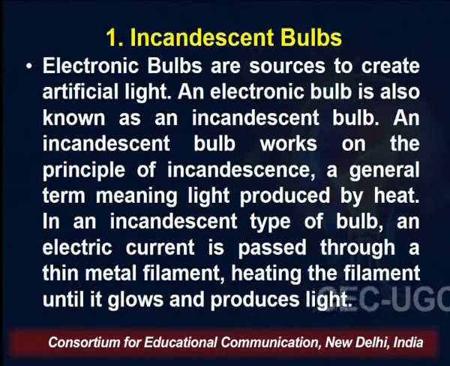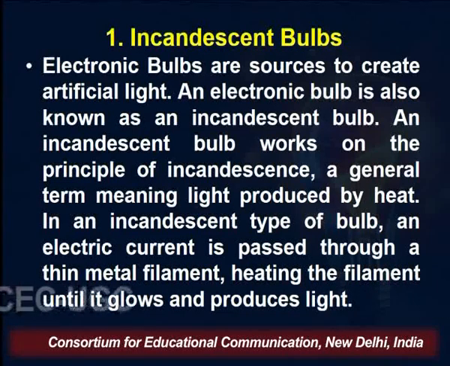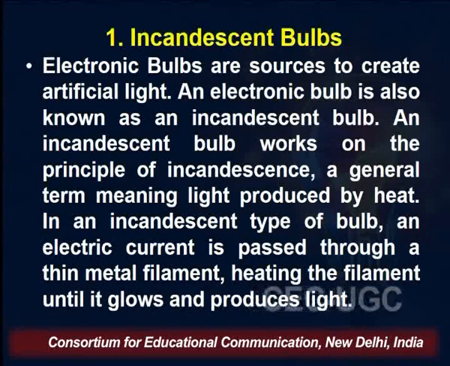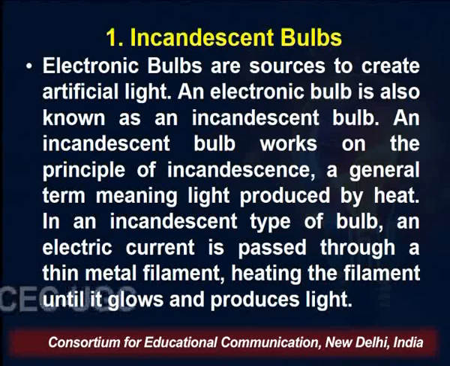An electric bulb is also known as the incandescent bulb. An incandescent bulb works on the principle of incandescence. Incandescence is a general term meaning the light produced by heating. In an incandescent bulb, an electric current passes through a thin metal filament, heating the filament until it glows, and when it glows it produces light.